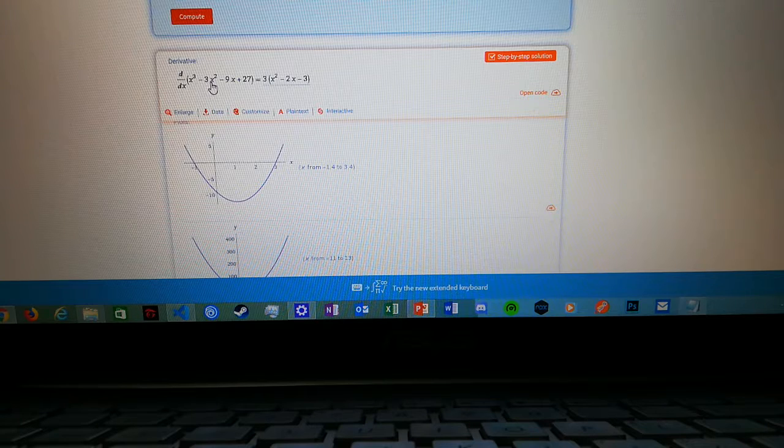When 3x to the power of 2 is differentiated, it becomes 6x. As you can see here, 2 multiplied by 3 is 6x. And when 9x is differentiated, the x is removed. This point here is actually x to the power of 1. So 9 times 1 equals 9. Negative 3 times 3 is actually 9.